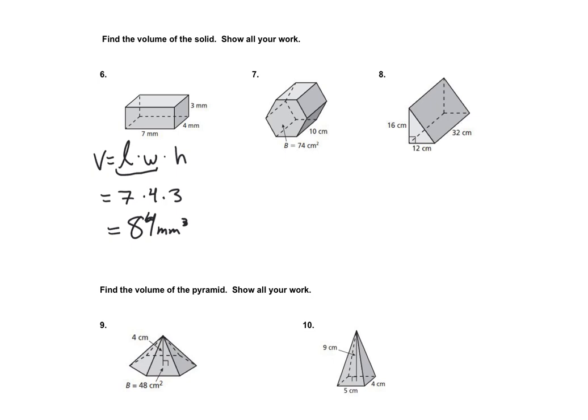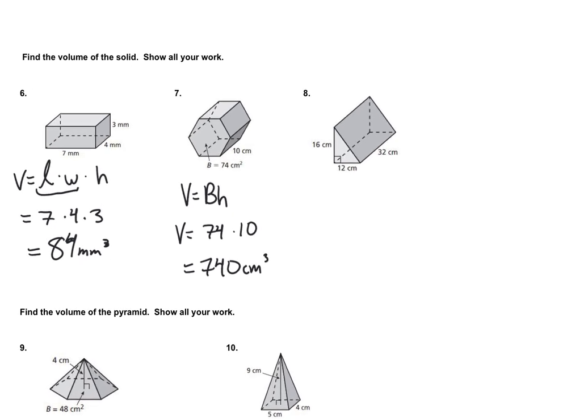For number 7, I'm already given a base area, so I can use the general form. My base area is 74. My height is 10, meaning my total volume is 740 cubic centimeters.